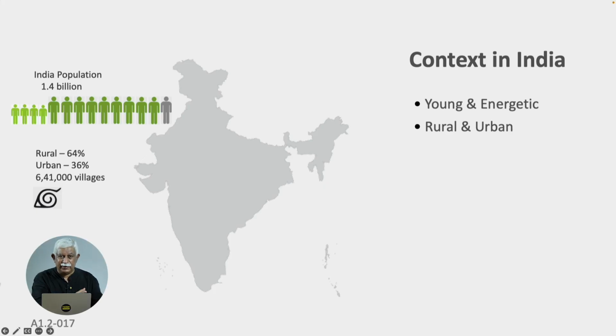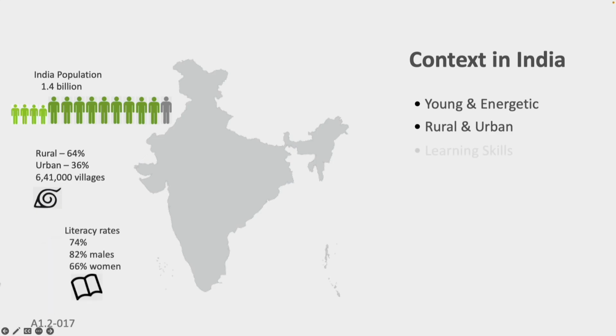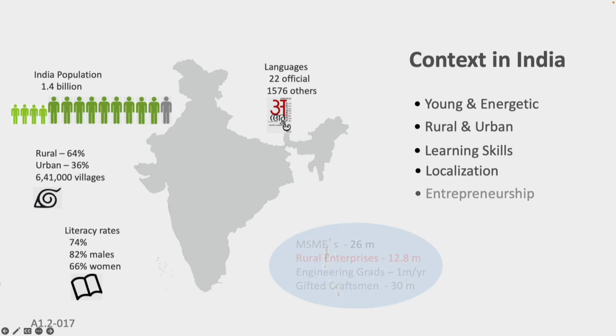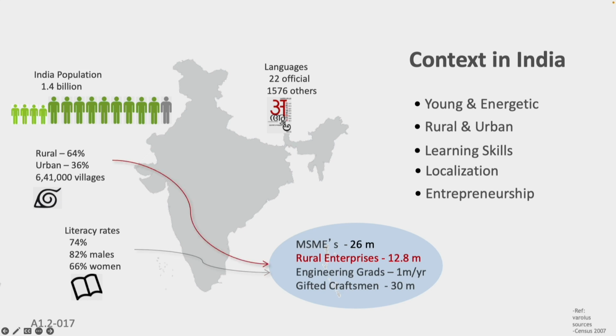25% of our population is very young, followed by almost 65% in the working age group. So that means that we have a very young and energetic population. We also have the majority of the people staying in the rural areas. So the focus should not be only urban, we need to also look at the rural sector. And all the people need learning. So learning is one of the big issues that we need to tackle. We also live in a multilingual society. So respect for your mother tongue, localization are very, very important factors.